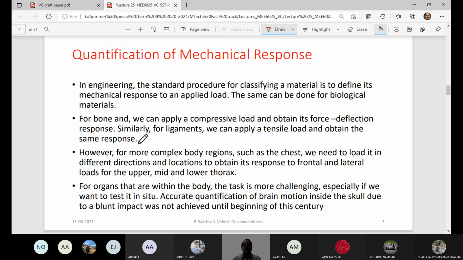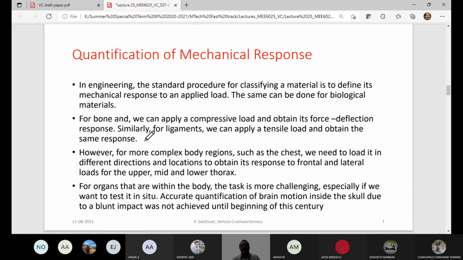So there are people working on the biomechanics side. They work on estimating the strength aspects of human bones and tissues and so on. Those details are very much essential as we go on to create virtual human dummies in the mathematical era, in finite element models. However, for some complex body regions such as the chest, we need to load it in different directions. For bone, doing a bending test is easier. For tissues, doing a biaxial tension test is easier.